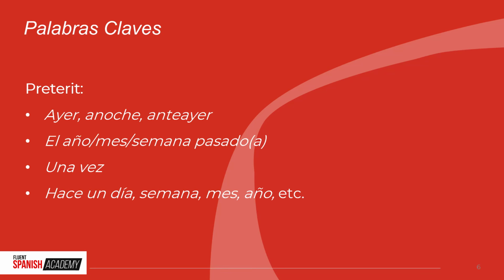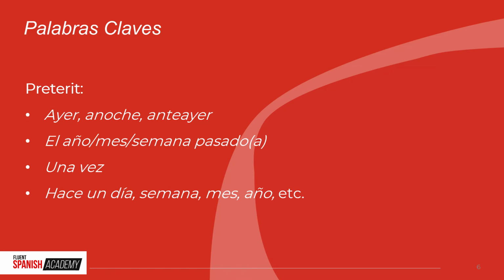So the following words, when you use them, tend to talk about the preterit, so specific events in the past. Ayer, anoche, anteayer, el año pasado, la semana pasada, una vez, hace una semana, hace un año.